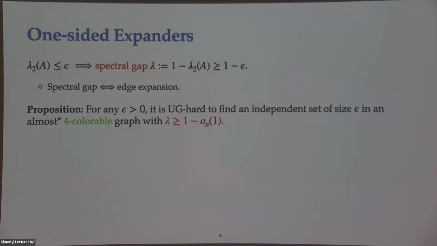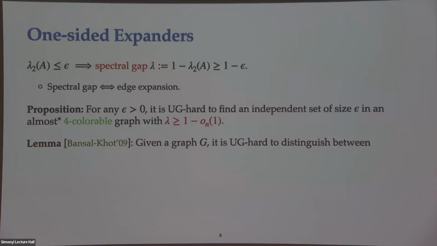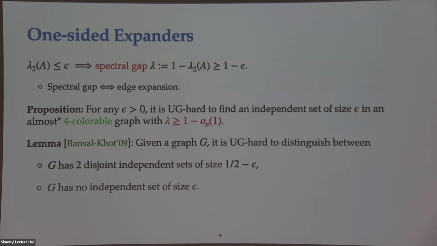Okay. And I'll quickly show you the proof. It's very simple, like one line. So the reduction starts from the result by Bansal and Khot. They show that given a graph, it is usually hard to distinguish between a graph that has two disjoint independent sets of size half minus epsilon. This equivalently means that it is epsilon almost two colorable, so an almost bipartite graph. It's hard to distinguish between this case and this case, where the graph has no independent set of size epsilon.